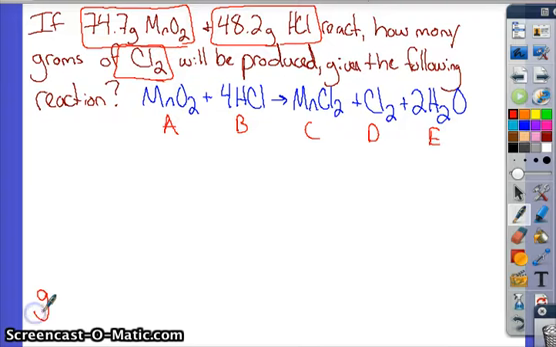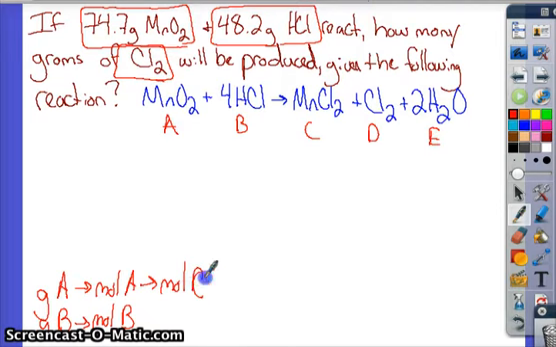So we want to take grams of A and convert those to moles of A. We also want to take grams of B and convert that to moles of B. Once we have the mole amounts of both of our reactants, we can use the mole ratio to convert moles of A into moles of C, or actually in this case, D, moles of B into moles of D, using the mole ratio. And the mole ratio, remember, comes from the balanced equation.